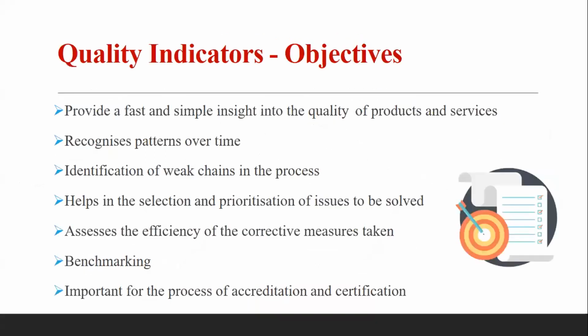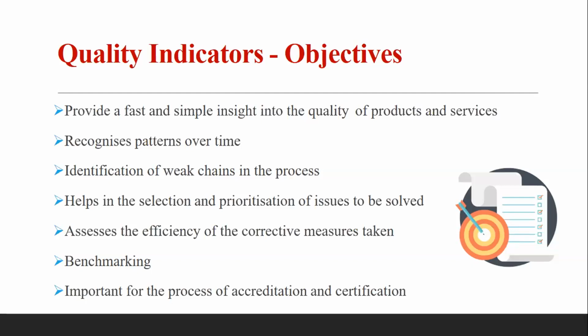So the main objective of a quality indicator is to provide a fast and simple insight into the quality of the products or the services. It recognizes patterns over time. It helps us identify the weak links in the process. It helps in the selection and prioritization of the issues that need to be addressed, and also assesses the efficiency of the corrective measures that we take. It helps us compare different institutes or transfusion services, and thus aids in benchmarking.